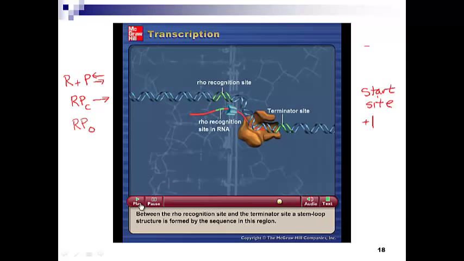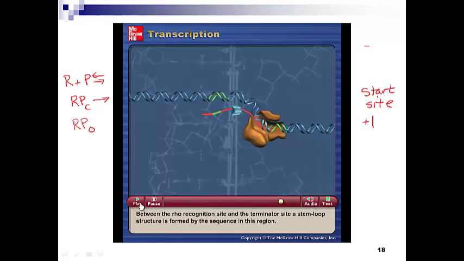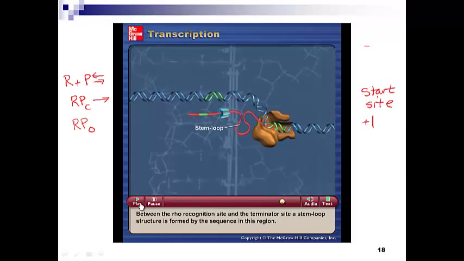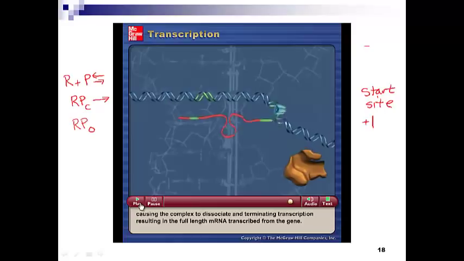Between the Rho recognition site and the terminator site, a stem loop structure is formed by the sequence in this region. This stem loop structure halts the movement of RNA polymerase, and the Rho protein then moves to the RNA polymerase complex, causing the complex to dissociate and terminating transcription, resulting in the full-length mRNA transcribed from the gene.